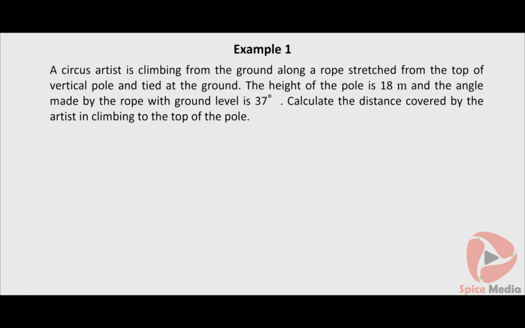Example 1. A circus artist is climbing from the ground along a rope stretched from the top of a vertical pole and tied at the ground. The height of the pole is 18 meters and the angle made by the rope with the ground level is 37 degrees. Calculate the distance covered by the artist in climbing to the top of the pole. Click on the solution button to view the solution.